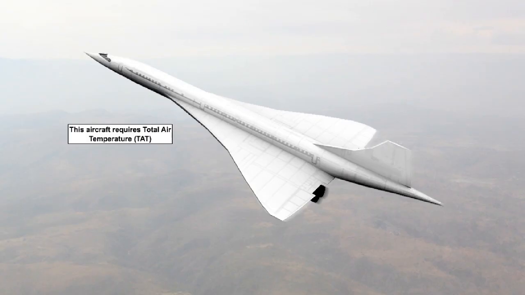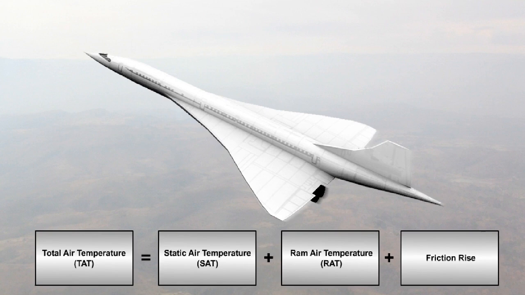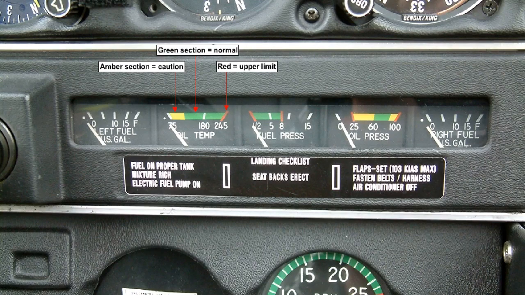For use in the instruments of aircraft which fly at high Mach numbers, total air temperature, TAT, is measured. The air is brought to rest, or nearly so, without the addition or removal of heat. Total air temperature equals static air temperature plus ram air temperature plus friction rise. Temperature indicators use coloured arcs to show their operating range: green for normal, amber for caution, and red upper or lower limits.